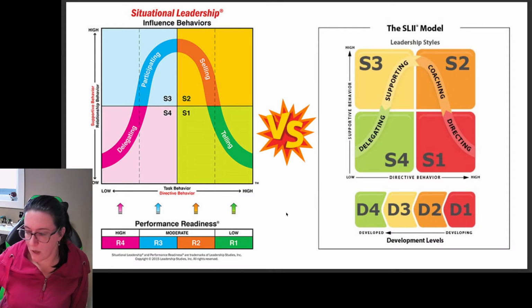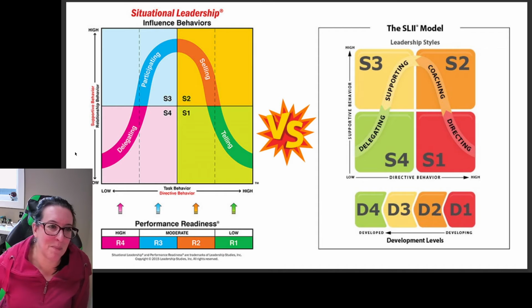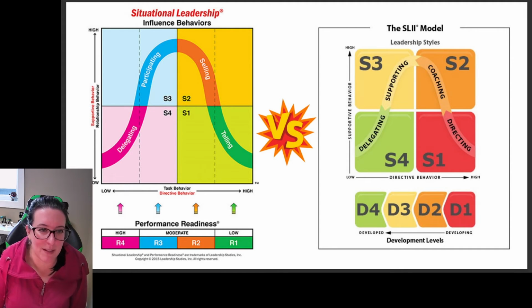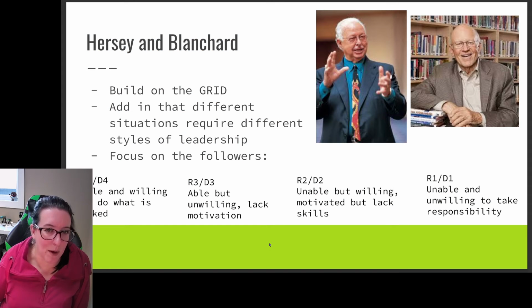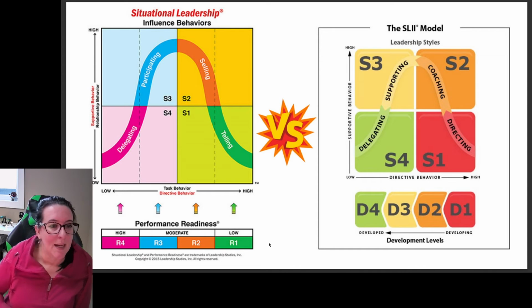All right. So you can see the 2 different versions here because, as I said, they split ways, and so they kind of amended their situational leadership into 2 different methods. So let's kind of bounce back and forth between this and what we had on the previous slide. So let's look at what we're calling R1D1, unable and unwilling to take responsibility.